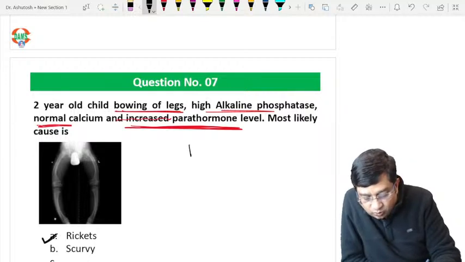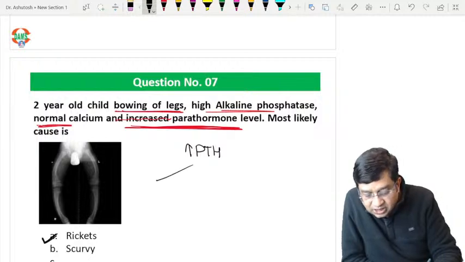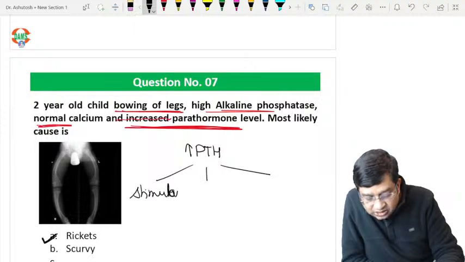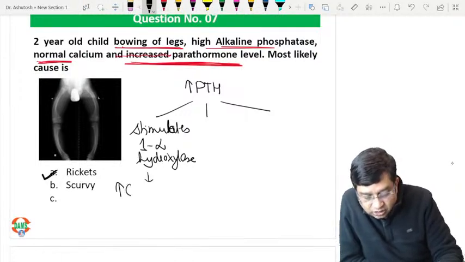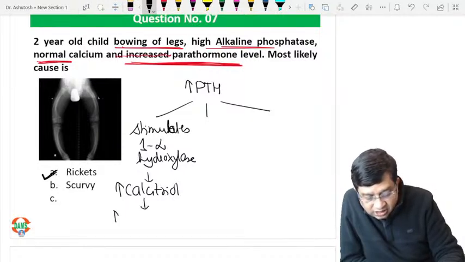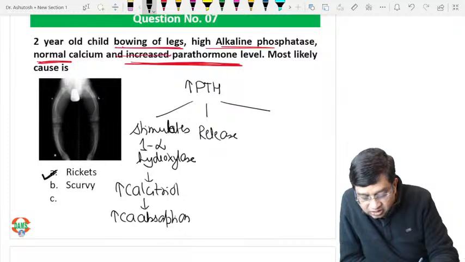जब भी रिकेट्स होता है, व्हाट आई ऑलवेज टीच यू, PTH का लेवल बढ़ता है. और PTH के बेसिकली 3 रोल होते हैं बॉडी में. PTH स्टिमुलेट्स करता है 1-alpha हाइड्रोक्सिलेज, और उसको स्टिमुलेट किया तो कैल्सीट्रायोल का लेवल बढ़ जाता है. और कैल्सीट्रायोल का लेवल बढ़ा तो कैल्शियम एब्जॉर्प्शन इंक्रीजेस. दूसरा होता है रिलीज ऑफ कैल्शियम फ्रॉम बोन्स.